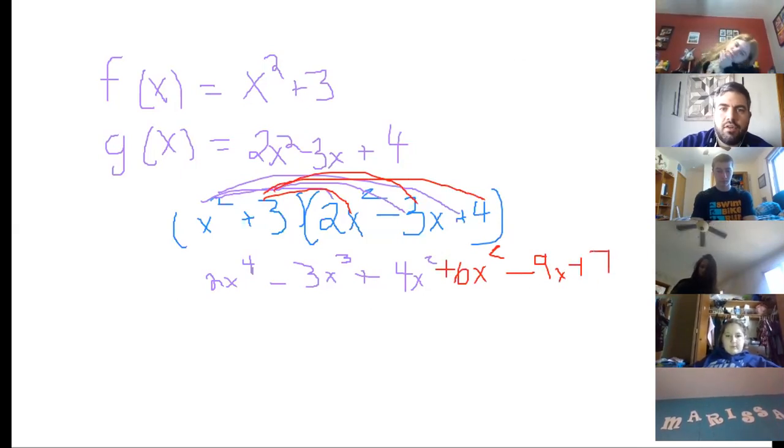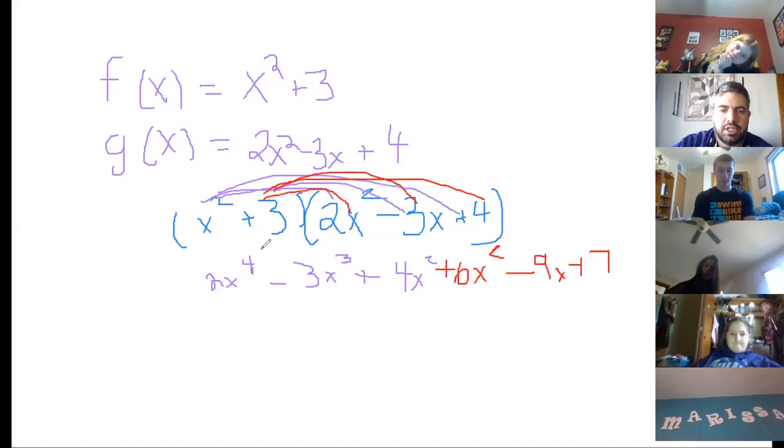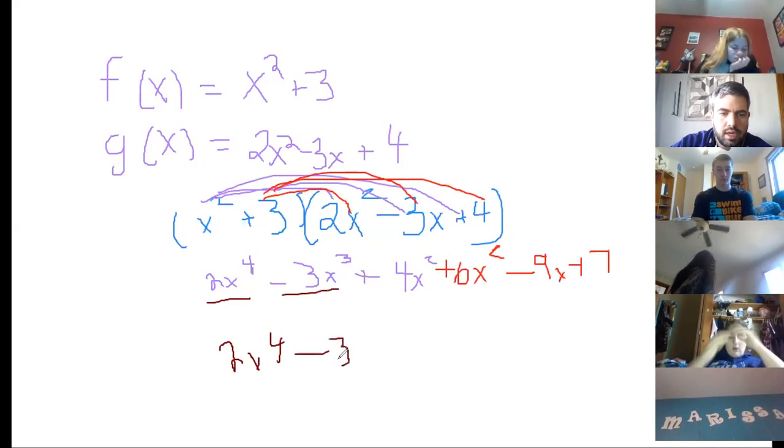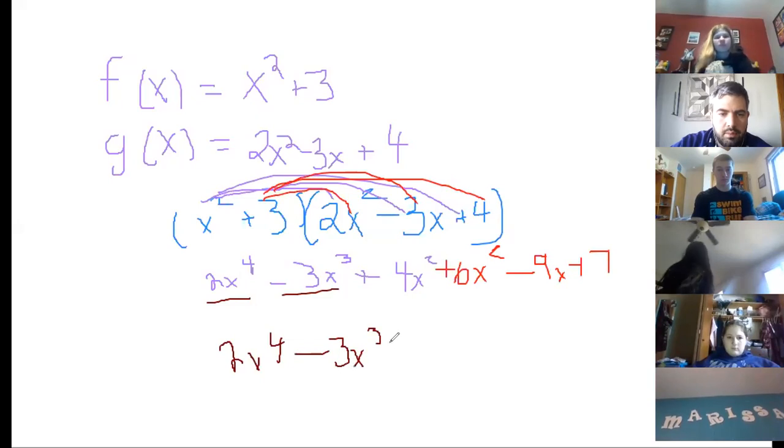So now I have all of these things, and my job now is to combine my like terms. So if I look here, I don't have any other x to the 4th, so it'd just be 2x to the 4th, right? I look here, I don't have any other x to the 3rds, so it'd be minus 3x to the 3rd. And then we also have, here's the next part, we have 4x squared and 6x squared, which would be a total of 10x squareds.